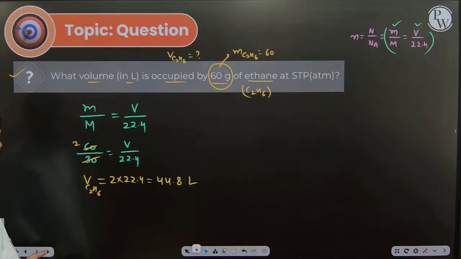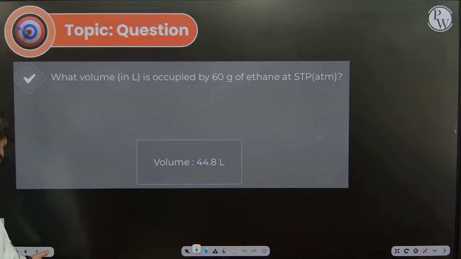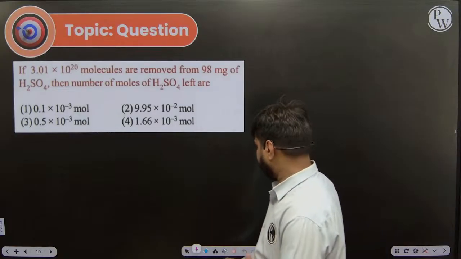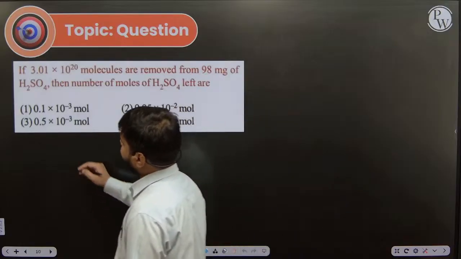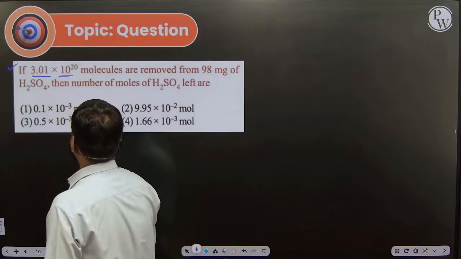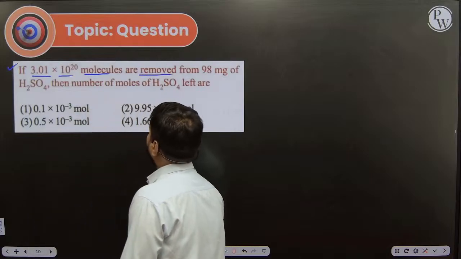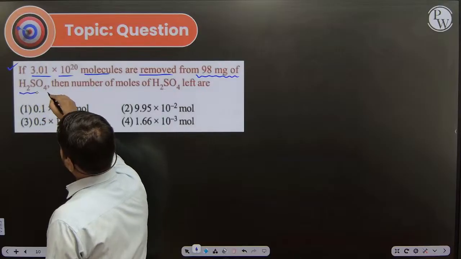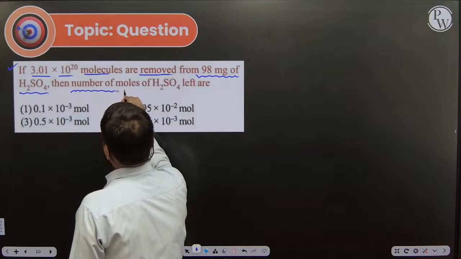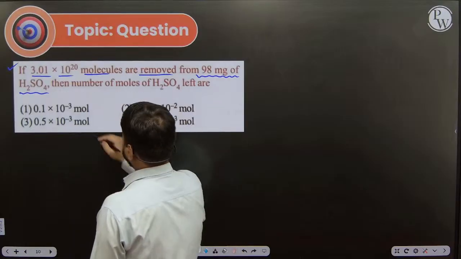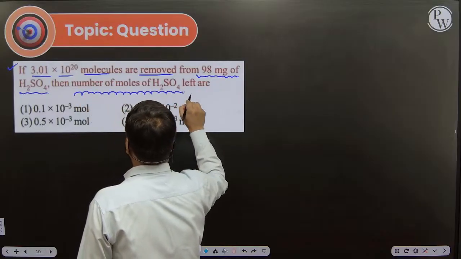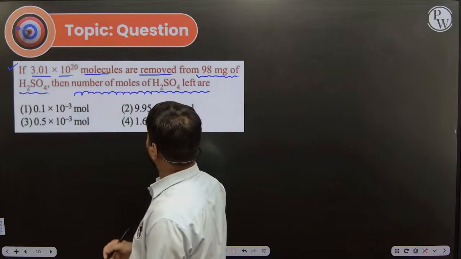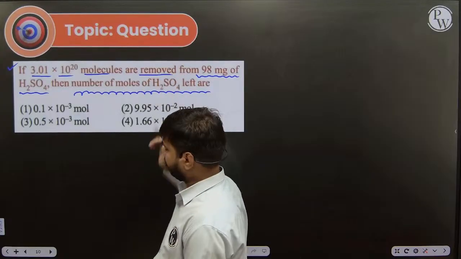Okay, great. Now let's talk about the next example in front of us, which is this one. I hope you can read the question. If 3.01 into 10 to the power 20 molecules are removed from 98 milligram of H2SO4, then they are going to ask the number of moles of H2SO4 left in the container. So let's talk about this question.